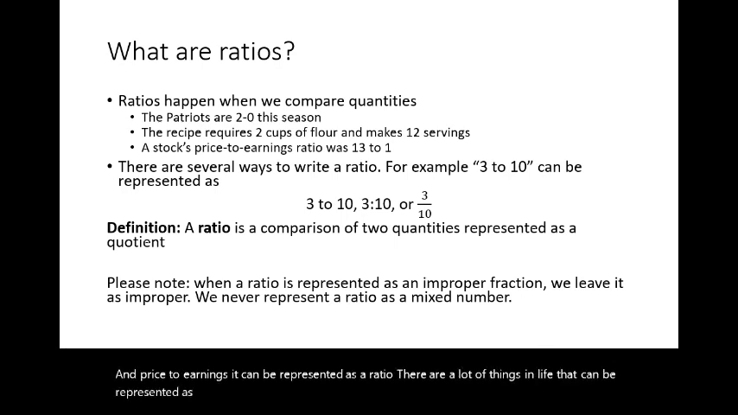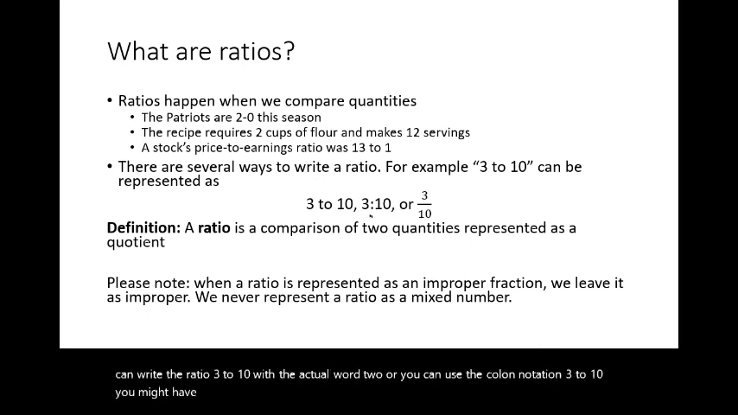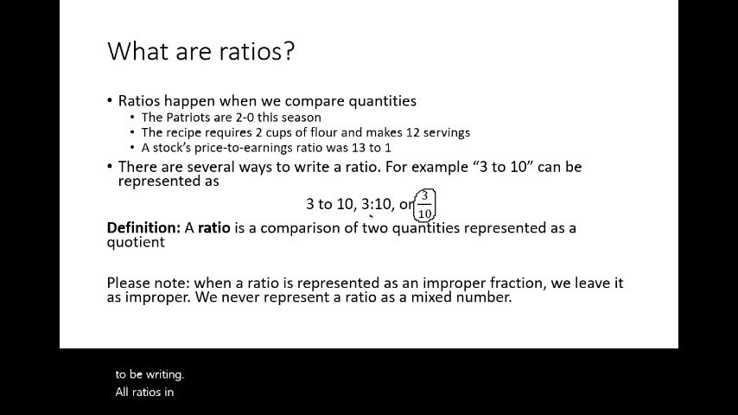Now, ratios can really be written in 3 different ways. So, for example, you can write the ratio 3 to 10 with the actual word "to," or you can use the colon notation 3:10. You might have seen this before. However, we are going to shy away from that, and we are going to favor this method of writing a ratio, which is writing a ratio as a fraction. So we are going to be writing all ratios in this course as fractions.